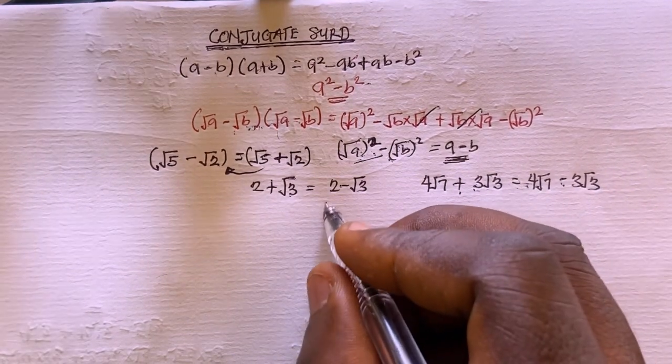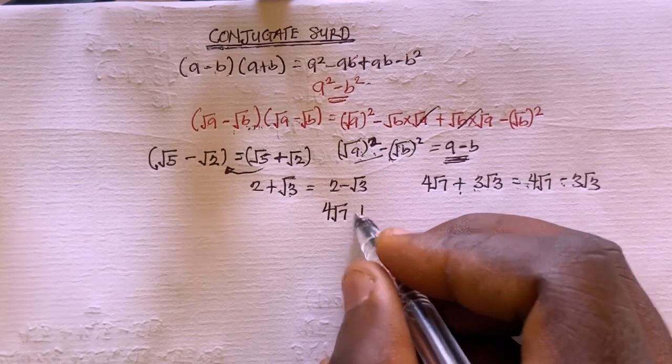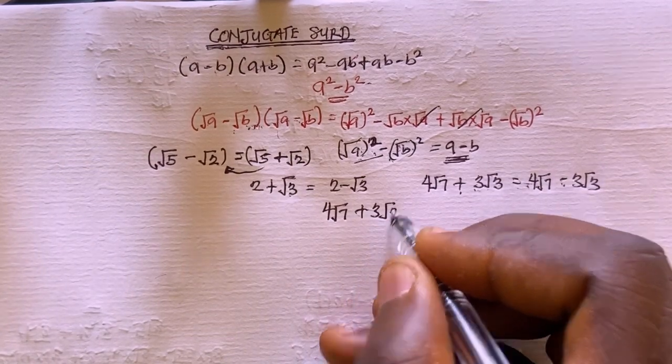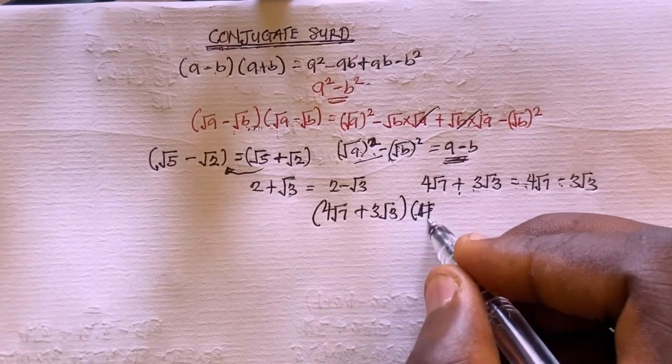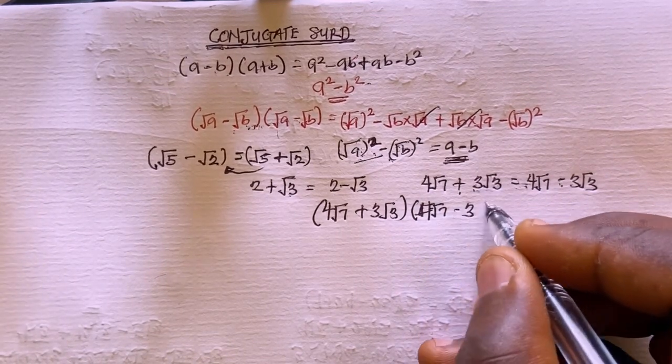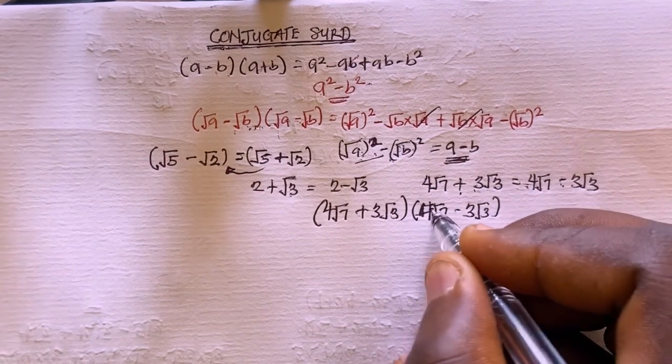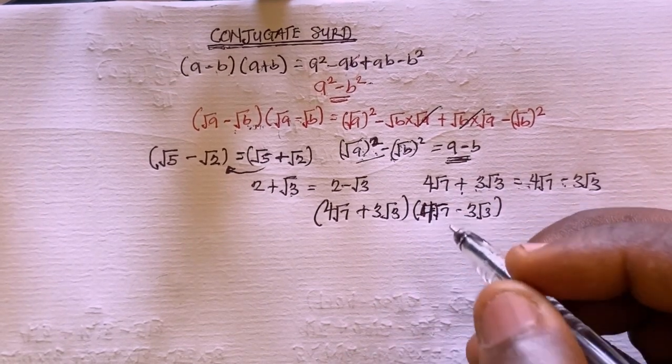Now let me just say I'm having 4 root of 7 plus 3 root of 3. Then I'm asked to multiply it with 4 root of 7 minus 3 root of 3. Now, let's say we want to multiply them together.